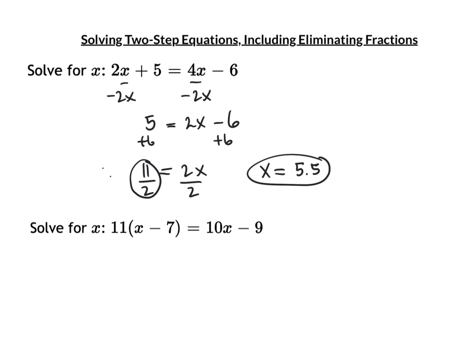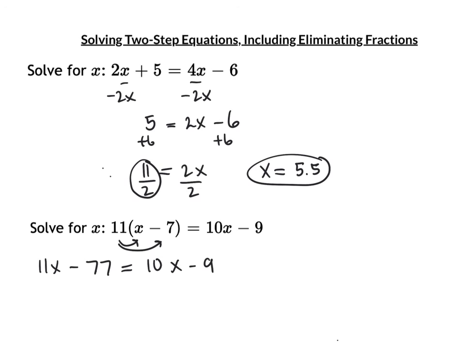Last question. The only difference between this one and the previous one is we have that distributive property thing going on. We have to take the 11 to both. 11 times x is 11x. 11 times 7 is 77. So this is 10x minus 9.